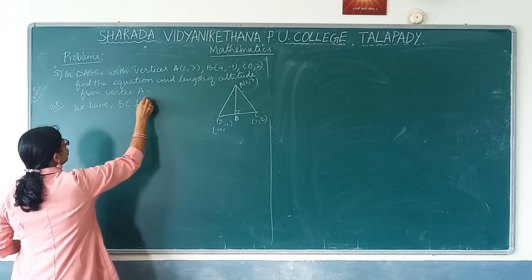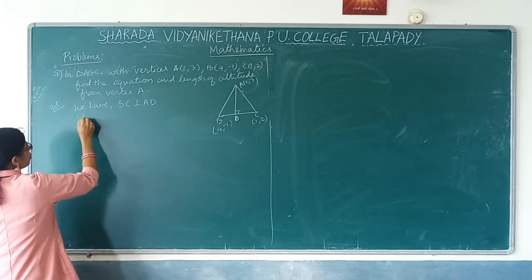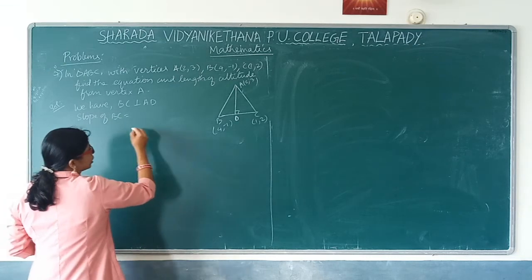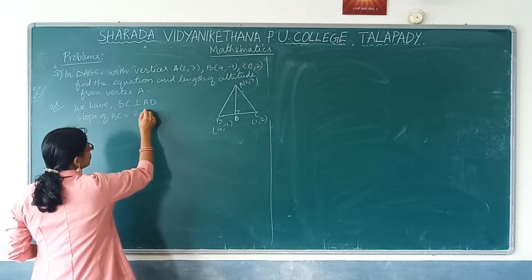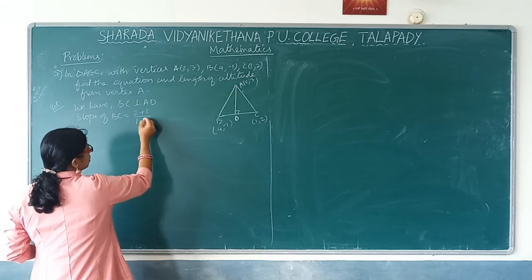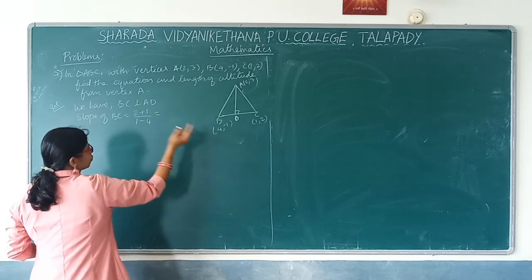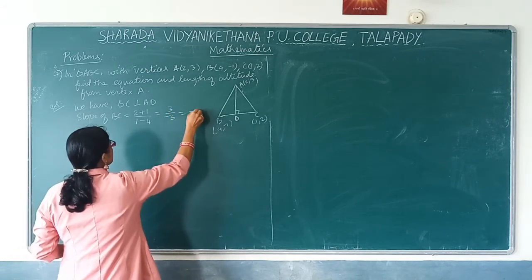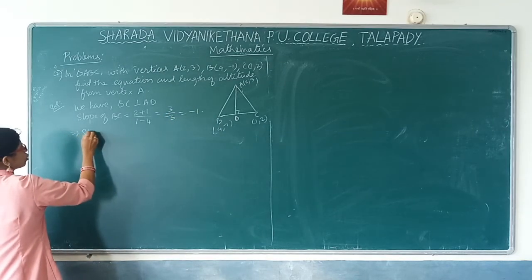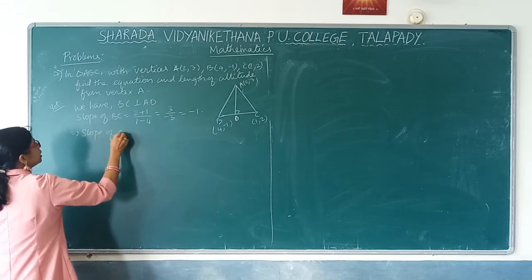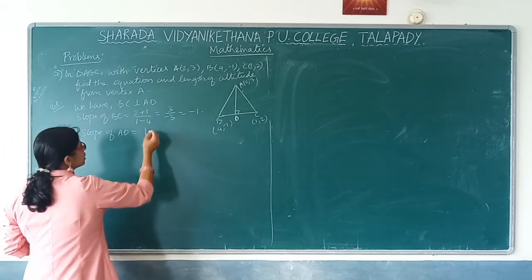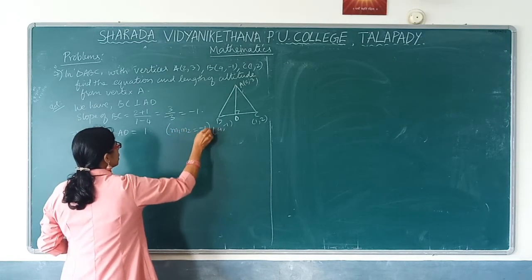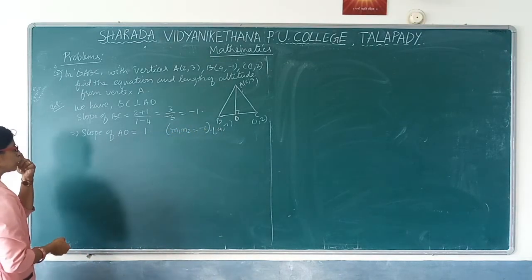So we have BC perpendicular to AD. The slope of BC is y2 minus y1, 2 minus of minus 1, that is 2 plus 1, by 1 minus 4. That is 3 by minus 3, which is minus 1. So what is the slope of AD? The slope of AD is the negative reciprocal of this, that is plus 1. The reason is m1 m2 equals minus 1, since AD is perpendicular to BC.